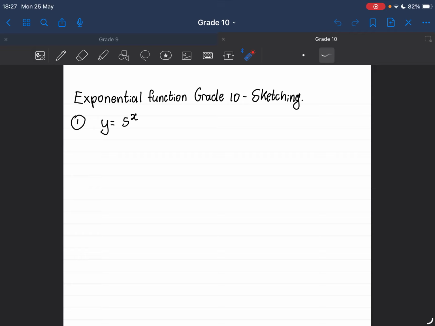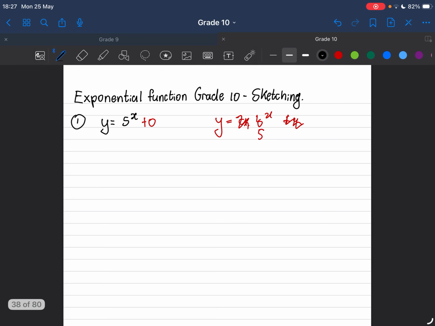Here we're going to talk about how to sketch an exponential function. So the way we start is we first look at our equation. We remember that the standard form is y is equal to a dot b to the power x plus q. In this form there's no a and there's no q, but we can assume there's a plus 0. Basically the q value is 0, so it's not there. The b value is 5.